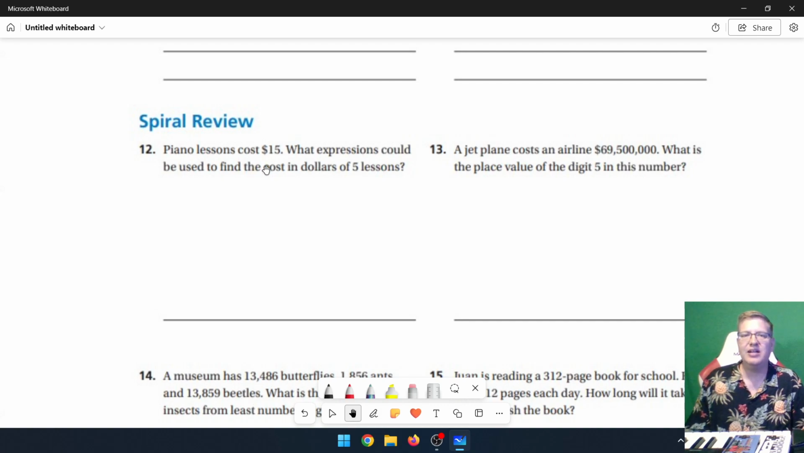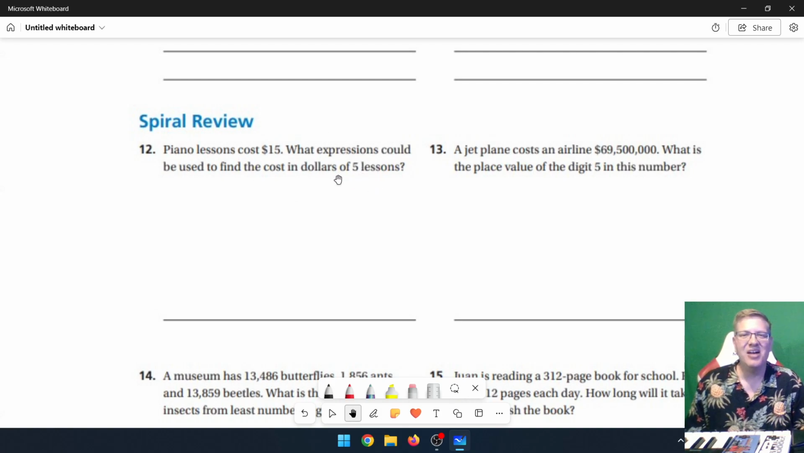So if we are paying $15 for a piano lesson, which is actually a pretty decent price as someone who is a musician, I would like to be able to get piano lessons for $15. I think it cost more than that when I was a kid than it does in this problem.